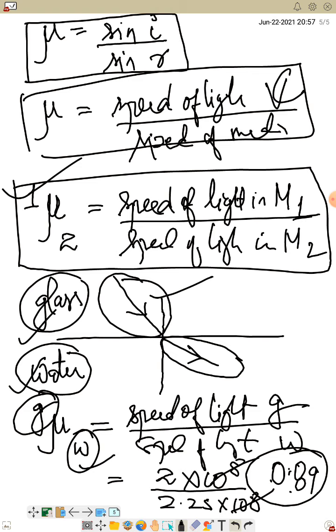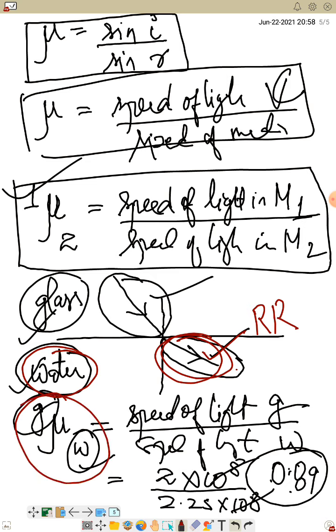So here you see the refractive index, let me change the color here. I'm talking about the refracted ray, which is in the water. So that is why this is the refractive index of water with respect to whom? With respect to glass.